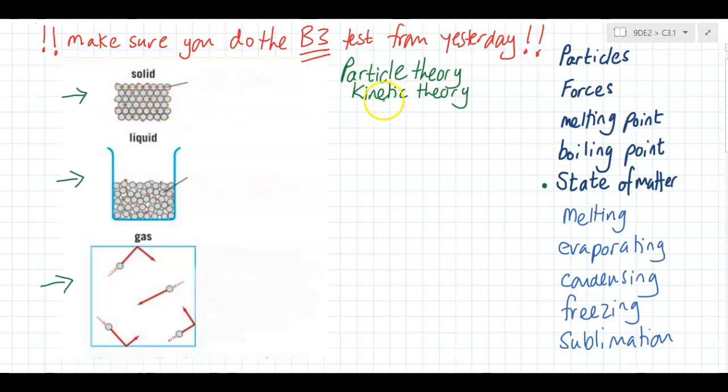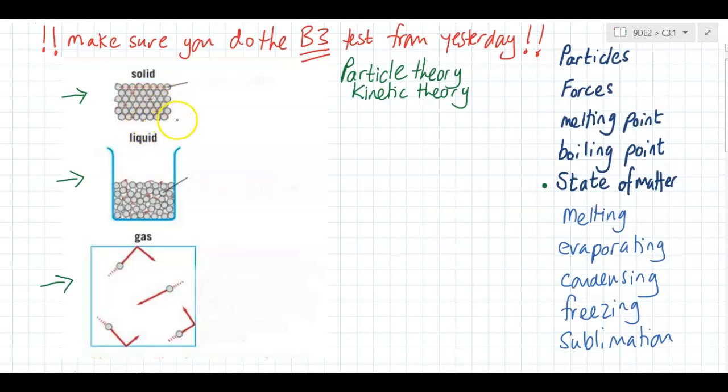And there's two things we need to think about. What are the forces like between the particles? How strong are the forces between the particles? And what is the particles' movement like? And what is the spacing between the particles like?